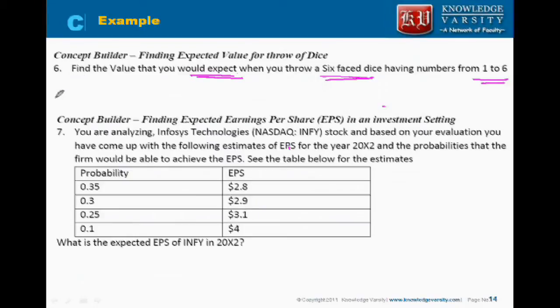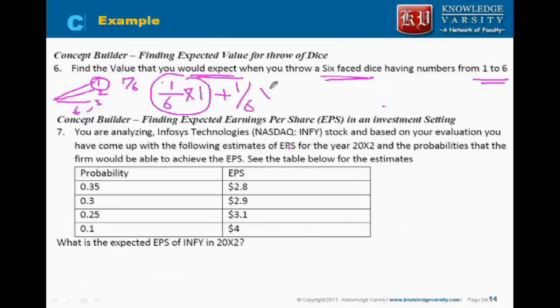You can have 6 numbers, 1, 2, 3, like that till 6. The probability of 1 is 1 by 6, so you can expect 1 to come 1 by 6 times. So this is your probability, this is the number. Then you have 1 by 6 into 2, plus 1 by 6 into 3, like that you will be adding to get the expected value.